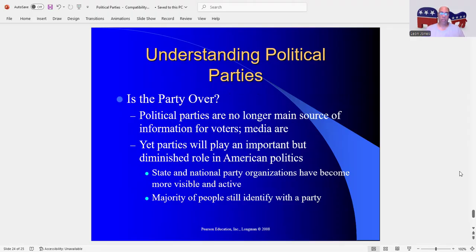Understanding political parties: is the party over? Political parties are no longer the main source of information for voters. Media are, well, depends on what type of media. Social media is, but mainstream media isn't, because mainstream media is corrupt. Yet parties will play an important, but diminished, role in American politics. State and national party organizations have become more visible and active. Now, the majority of people still identify with a party.